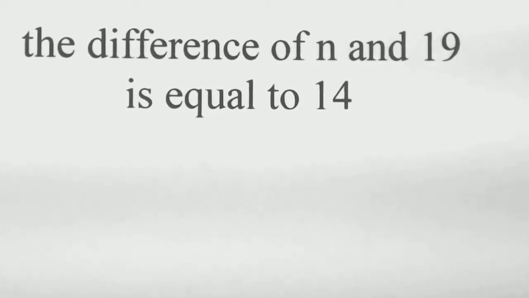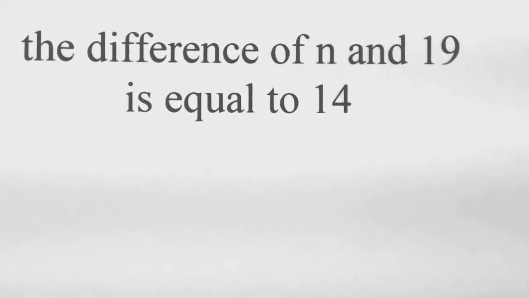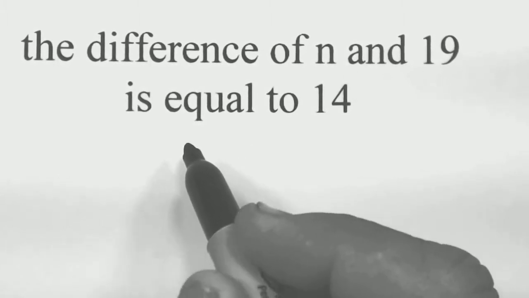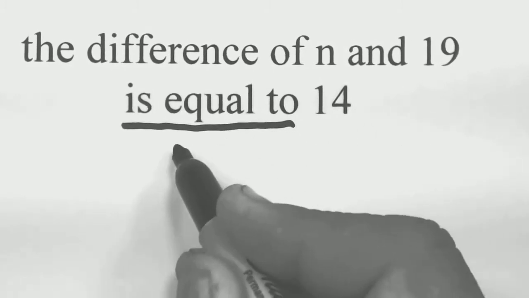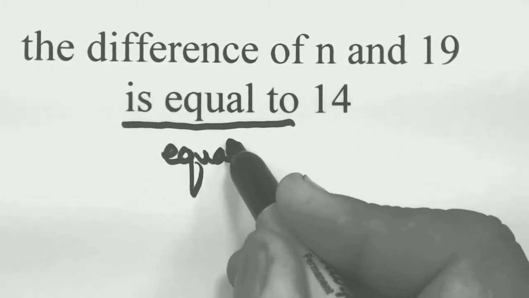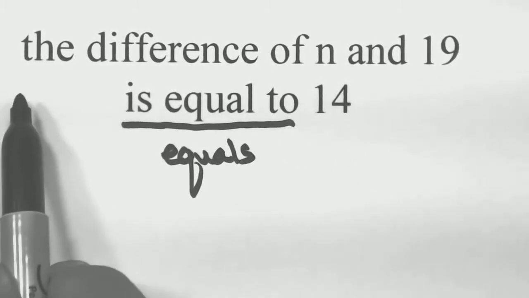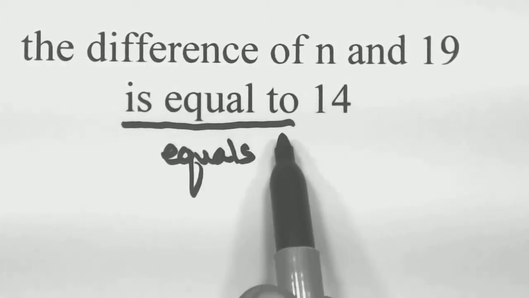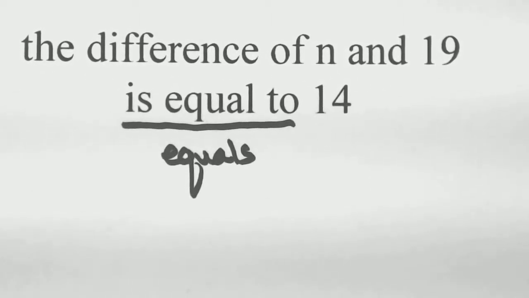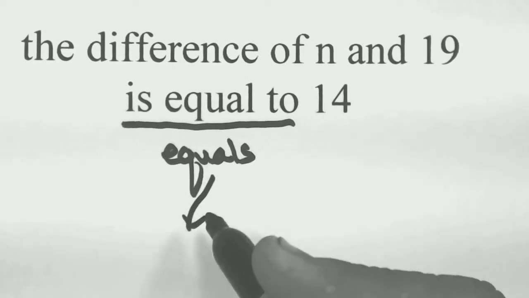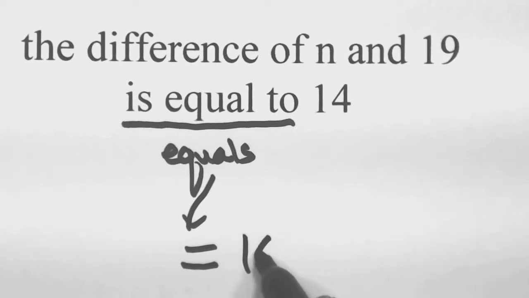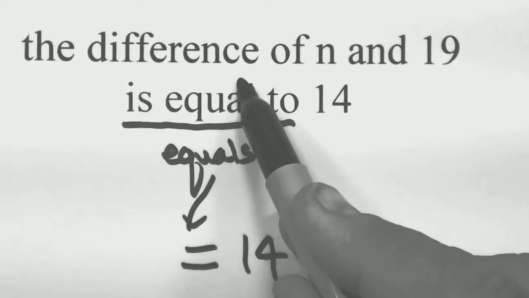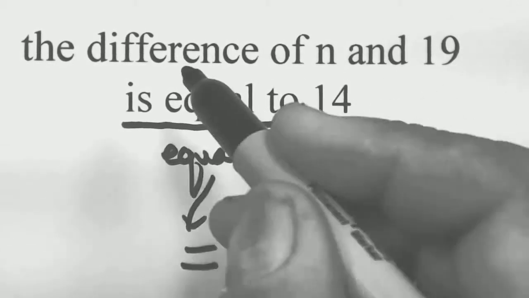But the first thing here is we've got to notice what wording can be replaced with equals, and of course the giveaway here is "equal to." So we could replace this with equals and read this as "the difference of n and 19 equals 14." That means exactly the same. So this is where the equal sign goes. What's to the right of the word equals? 14. That goes to the right of the equal sign. Now, what's to the left? The difference of n and 19.